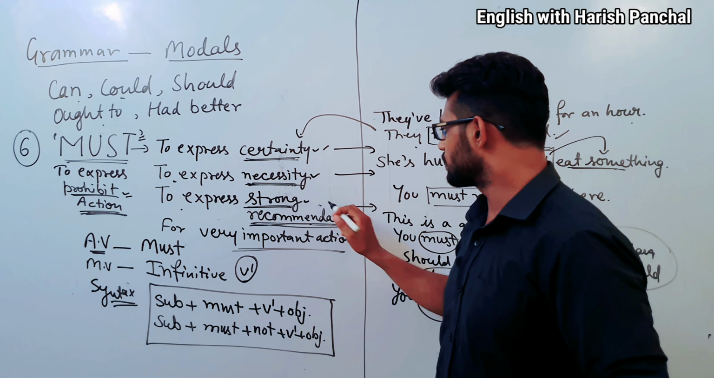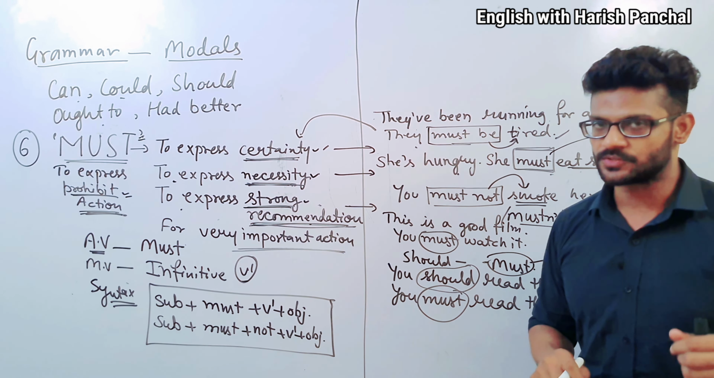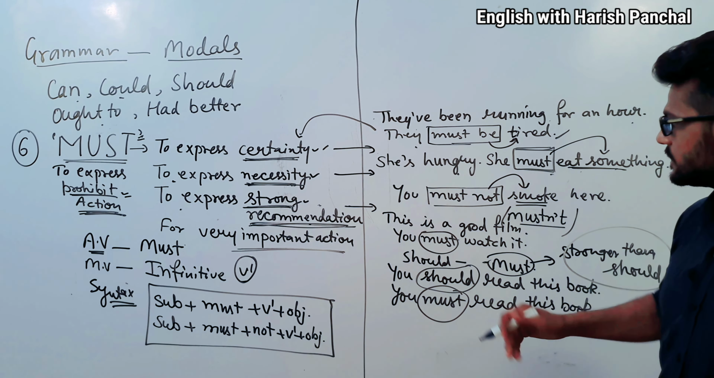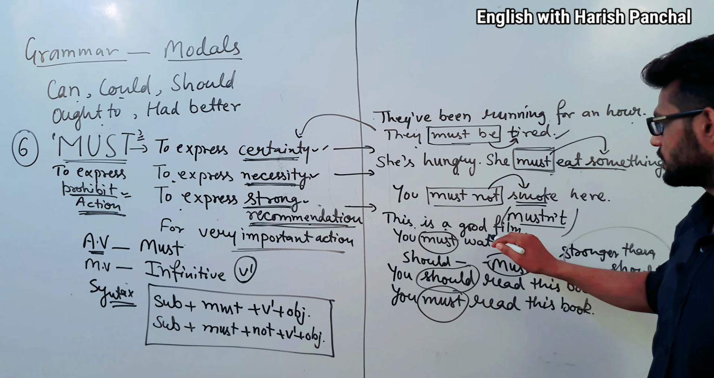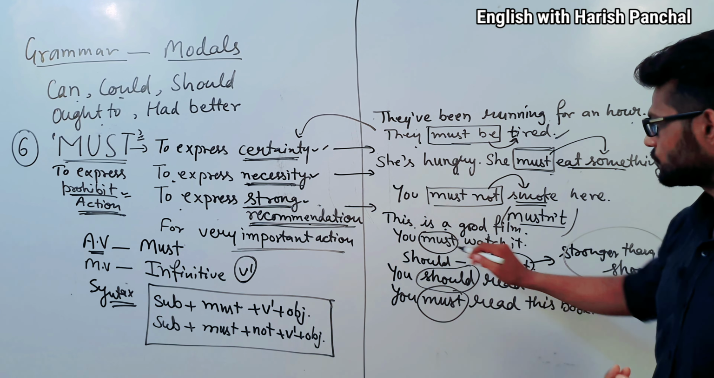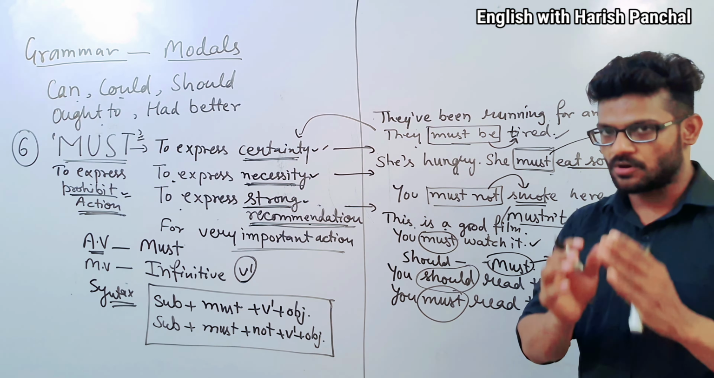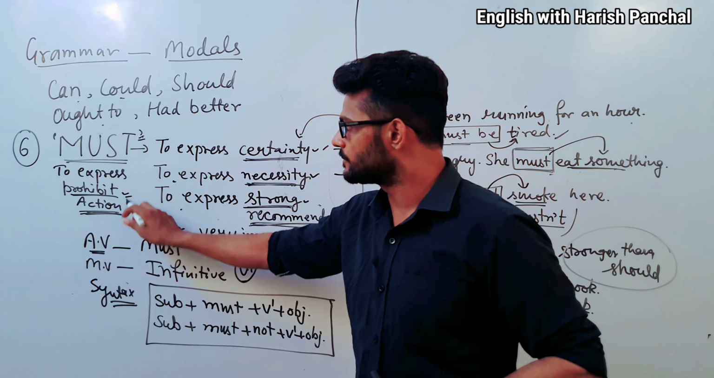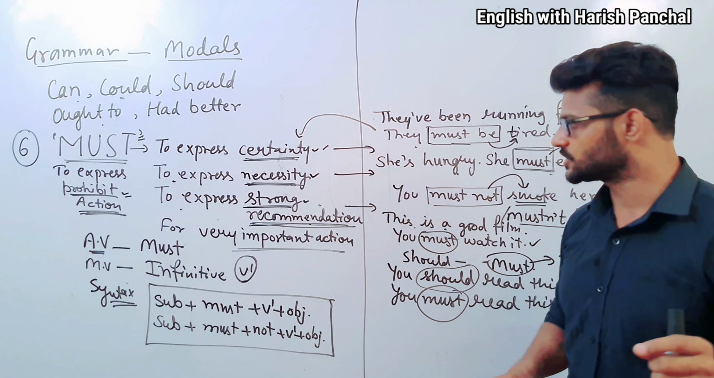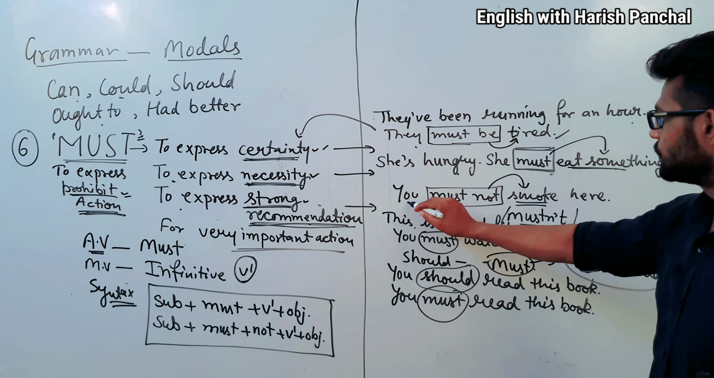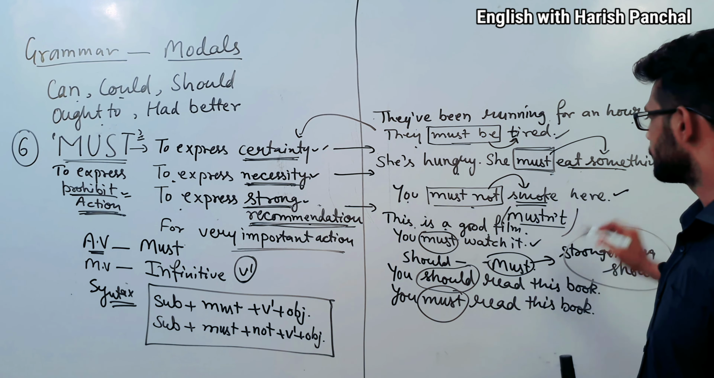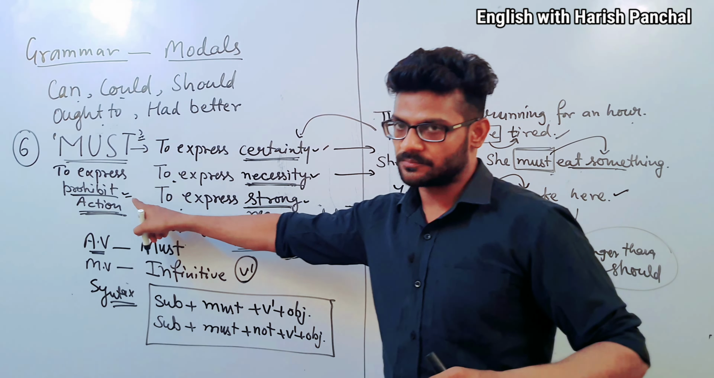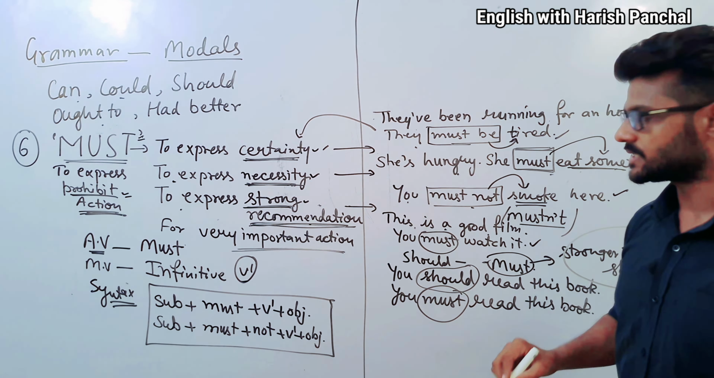The third use of must is to express a strong recommendation. There is the example, this is a good film, you must watch it. So this is a strong recommendation. Now the next part is to express prohibited actions. You can see the example, you must not smoke here. This is a strong prohibition.